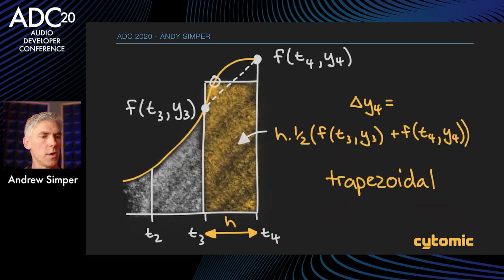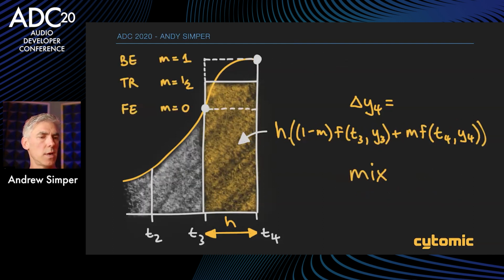Trapezoidal: what do we do? Well, we are taking half the height value between these two points, which is this level. So half of this function, half of this one, and then we multiply it by the width, and we've got that area to add on. And that's it. So actually pretty straightforward. Looks a bit scary there.